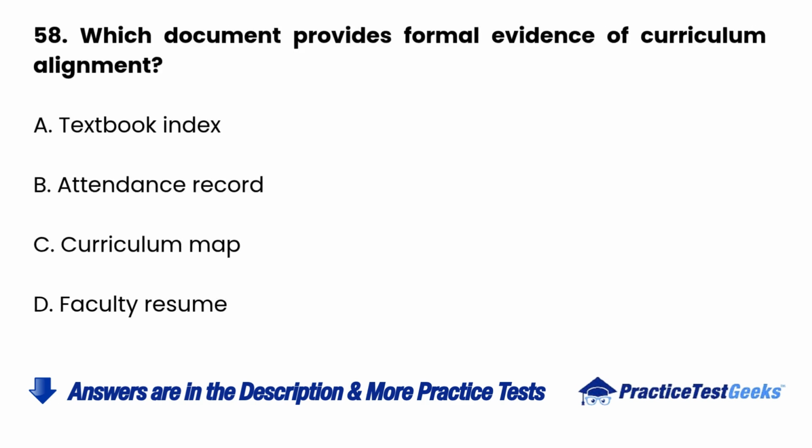58. Which document provides formal evidence of curriculum alignment? A. Textbook index. B. Attendance record. C. Curriculum map. D. Faculty resume.